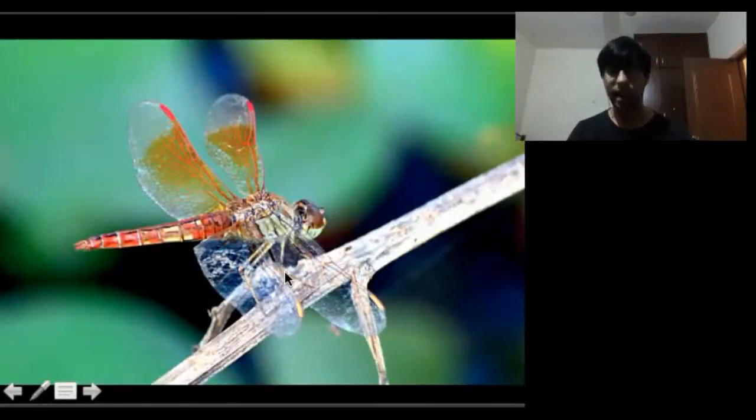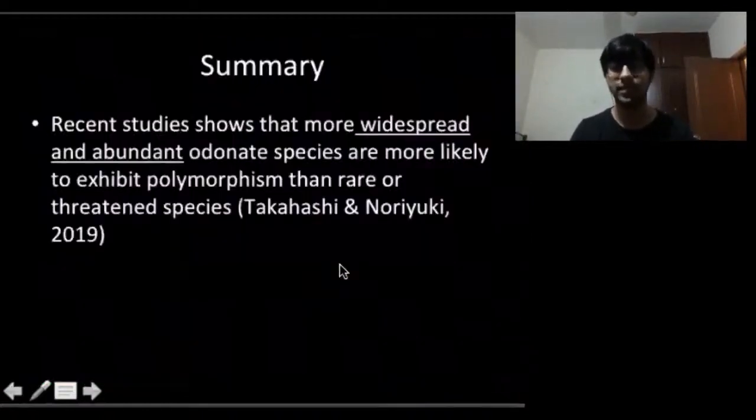So this is a bilateral gynandromorph male, and this is the first instance of this phenomenon occurring in this species, where you can see the left side is colored like the male and the right side is colored like the female. And this is again very interesting, and we could only report this because of the contribution of citizen scientists.